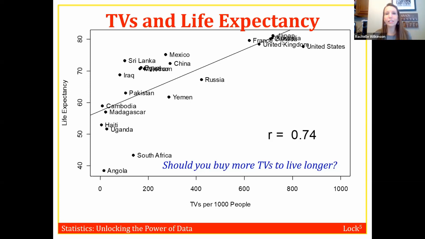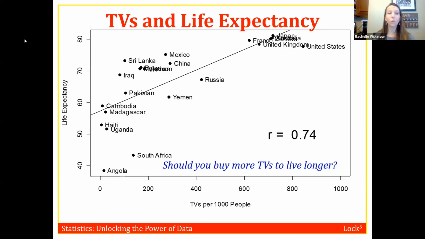No. Okay, if we look at these countries up here, we can see that these ones that have high values, so lots of TVs per 1,000 people and a higher life expectancy, it's France, Canada, United Kingdom, United States. And if we look at these lower values down here, so not as many TVs and lower life expectancy, we've got Cambodia, Madagascar, Haiti, Uganda. So what's probably the confounding variable that is actually the explanation for this association?